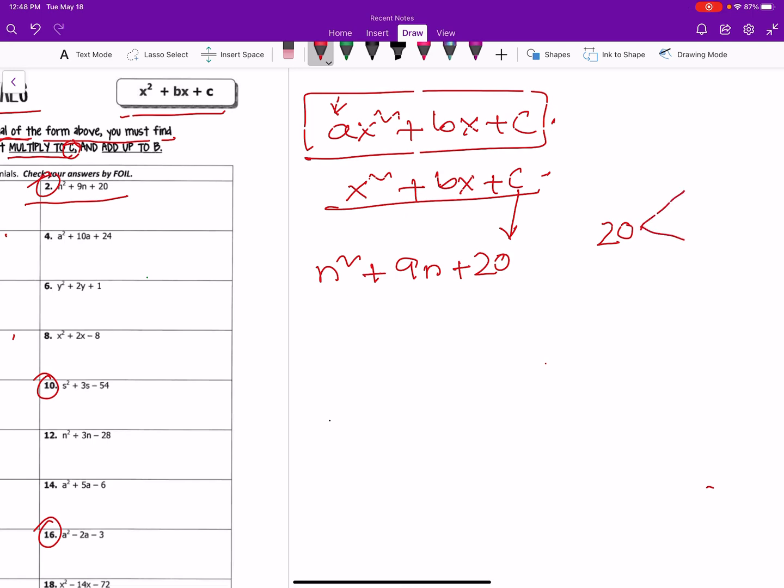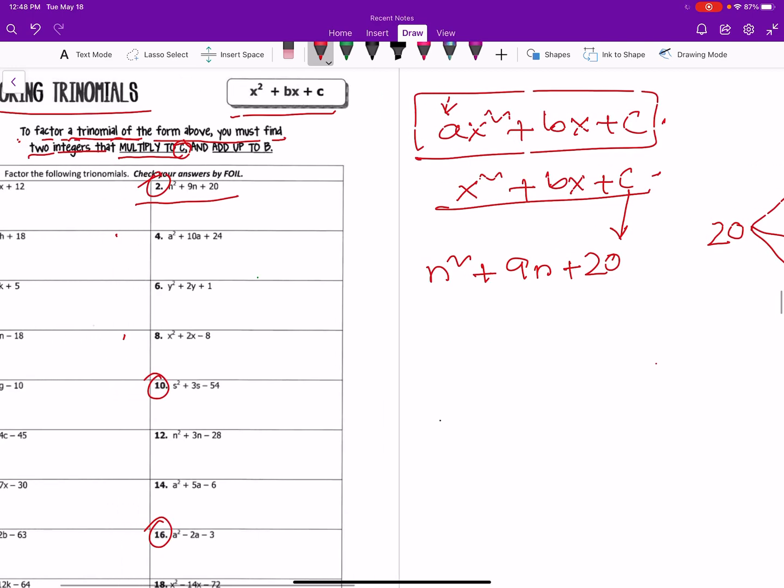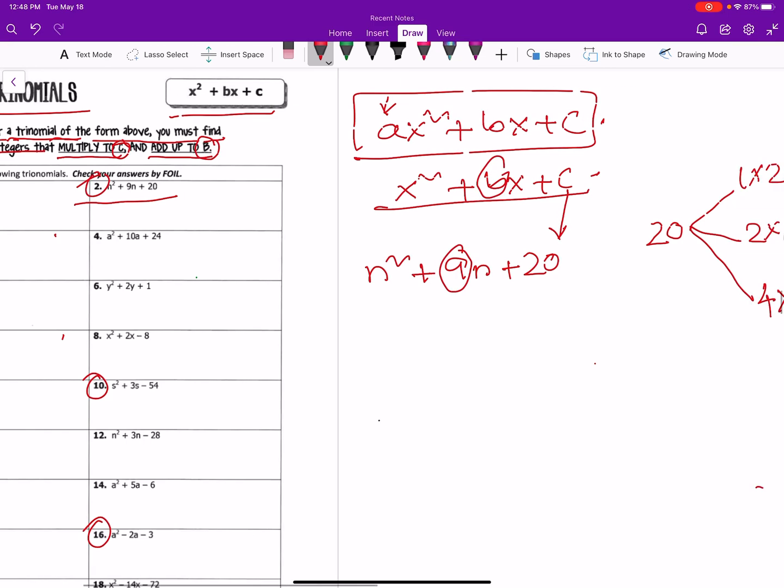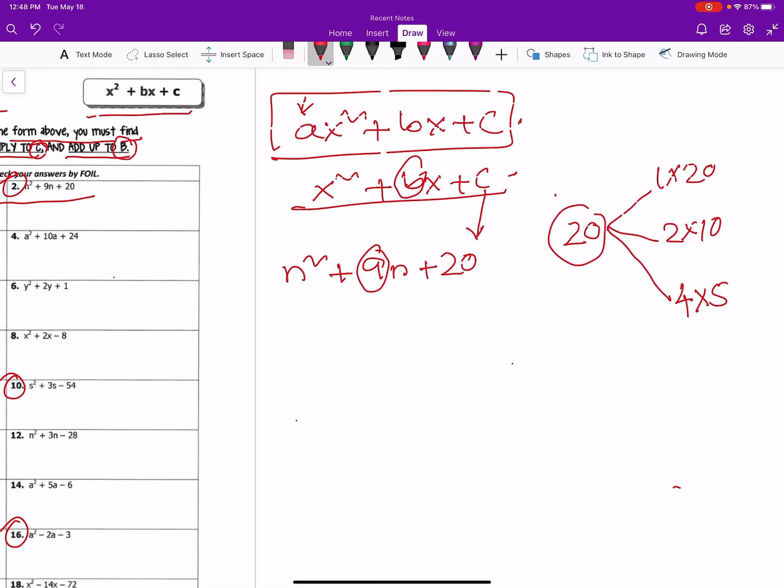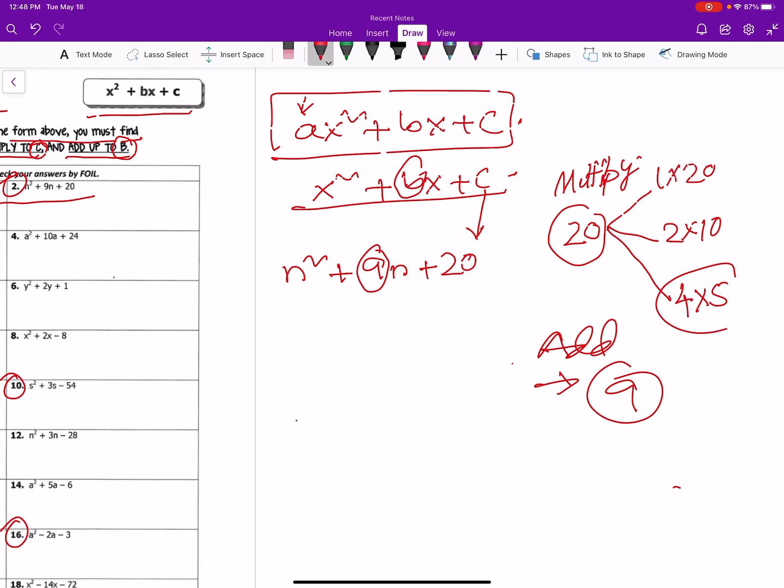So there could be integers like 1 times 20, 2 times 10, then 4 times 5, and that will reverse. Okay, so any of the two integers that we'll find, then there is another condition: they add up to b. So what is our b? That is 9. Okay, so multiply to 20 and add to 9. So see which one does it. Simply this does.